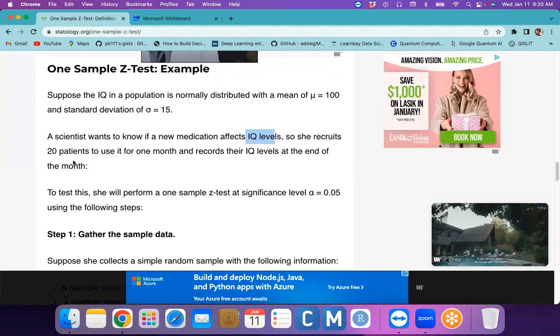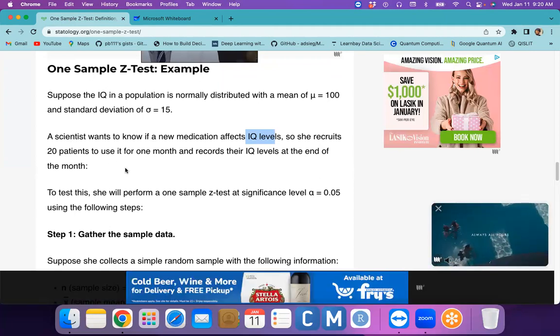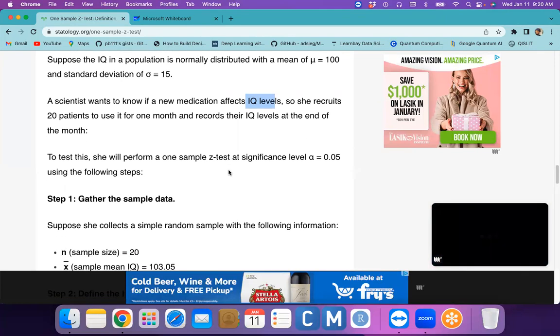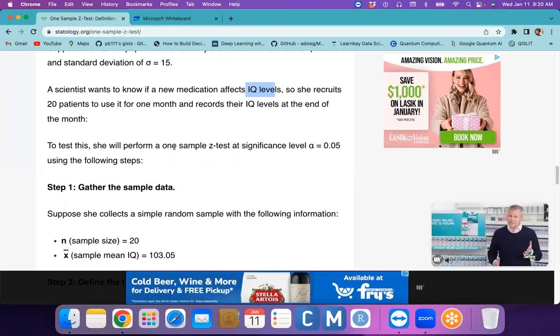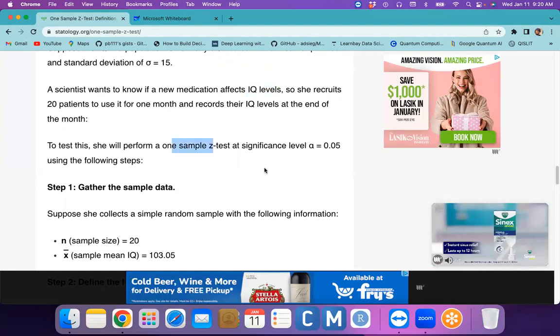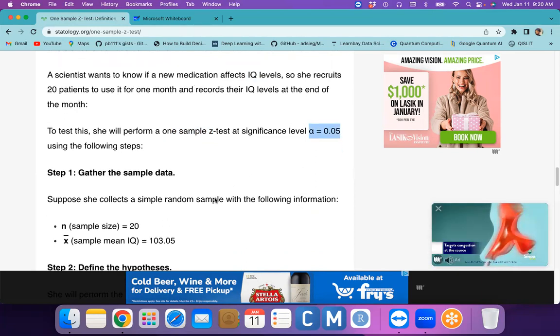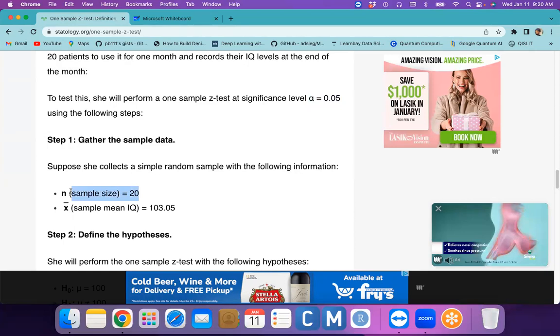So she recruits 20 patients to use for this particular test, actually 1 month of record, and their IQ levels at the end of this particular month. So here the sample size, it's a one-sample Z test you're applying, actually. Your alpha value is 0.05, and you have only 20 samples.